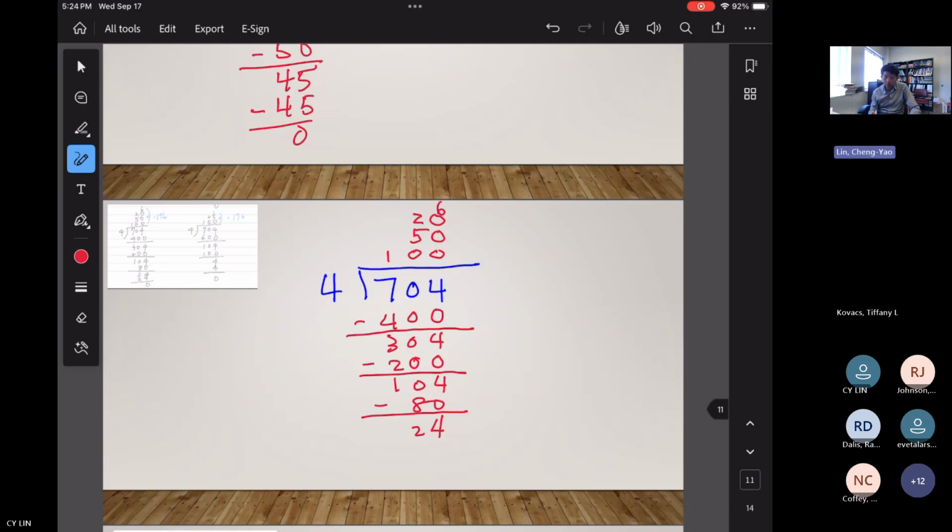What about 6? 4 times 6 is 24. And I add together for this. So 100 plus 50 plus 20 plus 6, 176. Did you get 176, yes or no?